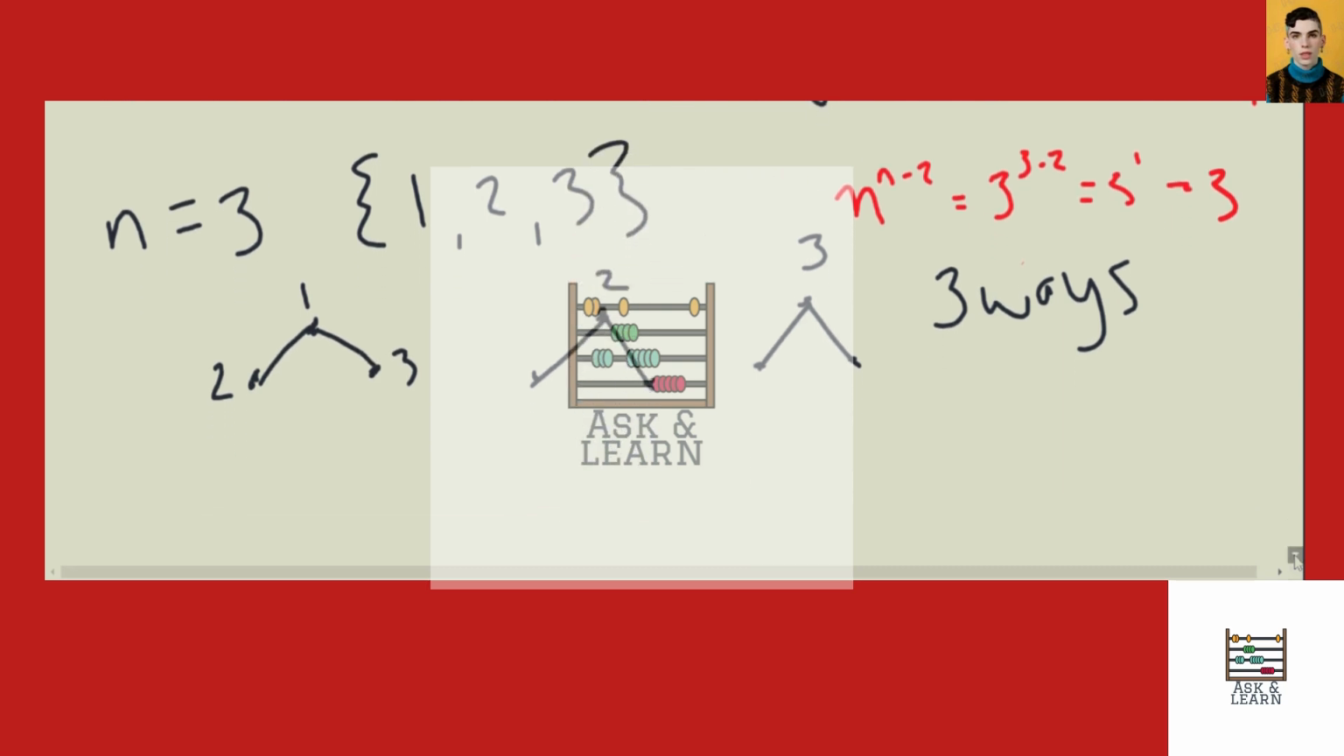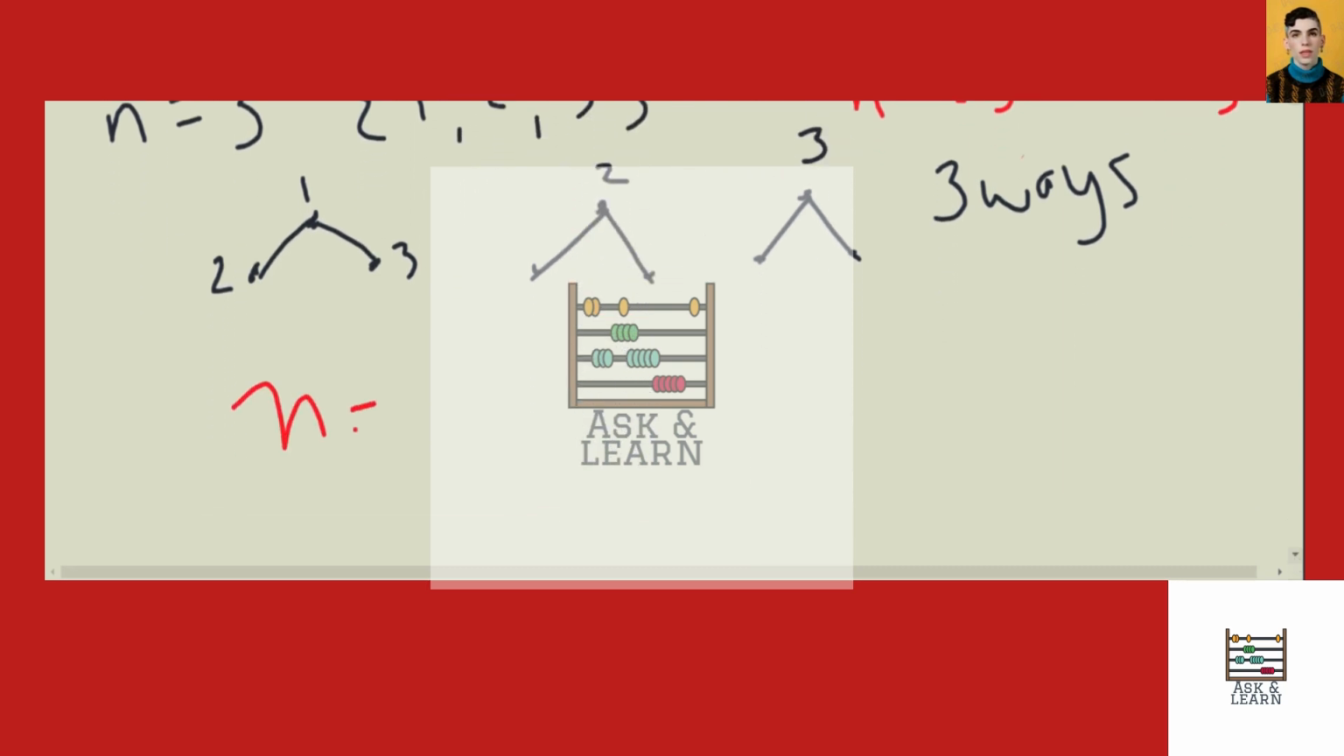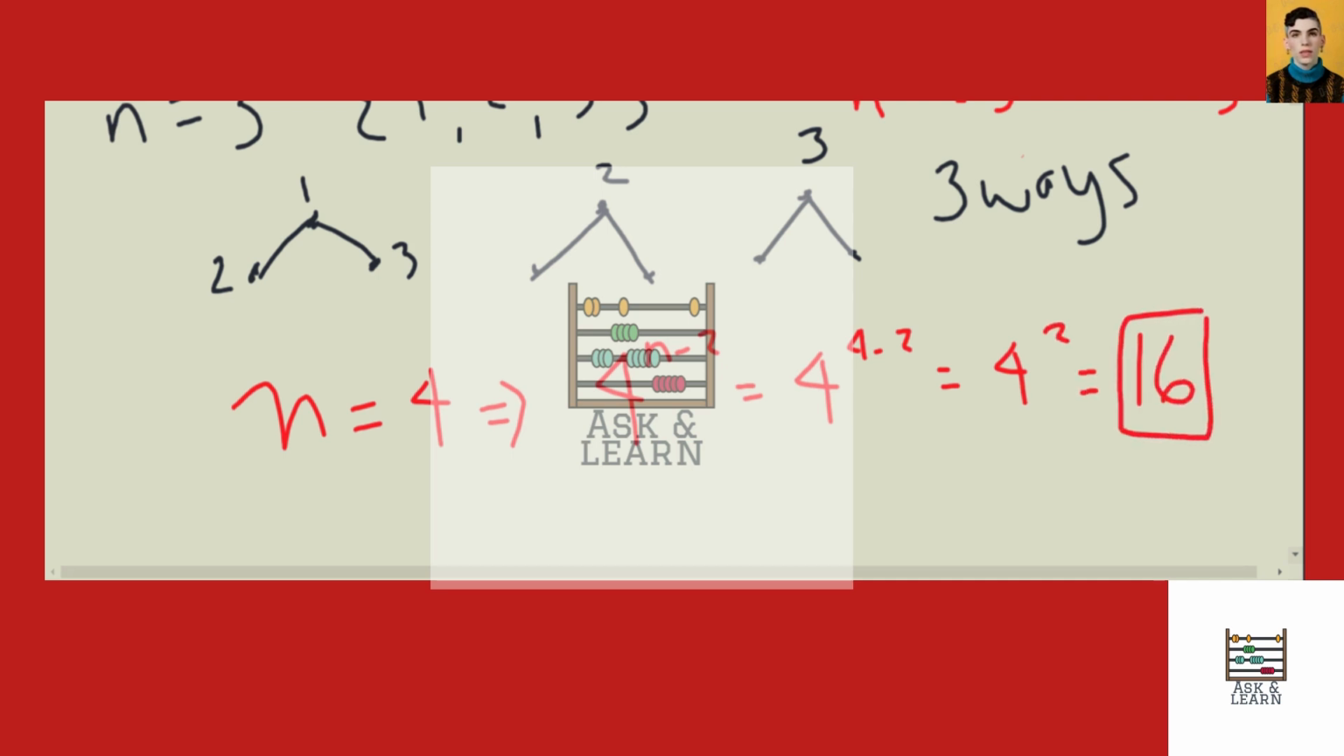So considering the fact that if we have n equals 4, we're going to have 4 to the n minus 2, which is going to be 4 to the 4 minus 2, which is 4 to the 2 power, which is 16. So there would be 16 different ways to represent 1, 2, 3, and 4.